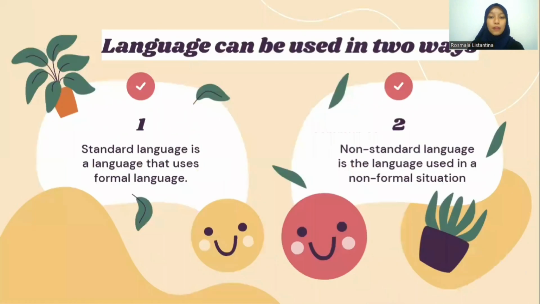Next, language can be used in two ways. The first is standard language, which is a language that uses formal language, for example, in education or work, or when talking to people who are older than us. The second is non-standard language, which is the language used in non-formal situations, for example, talking with a friend or with people who are younger or the same age as us.